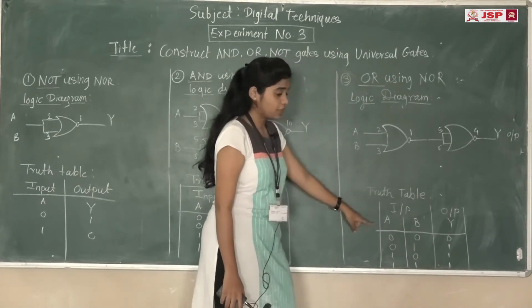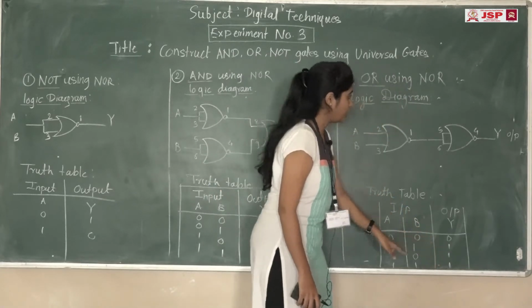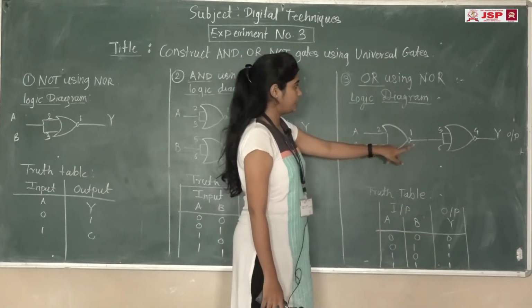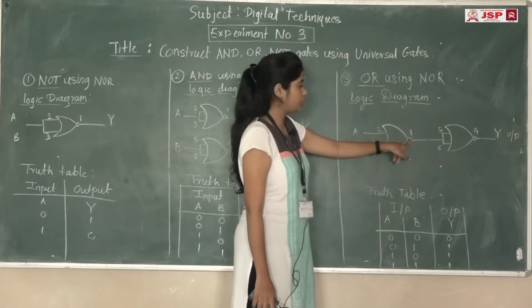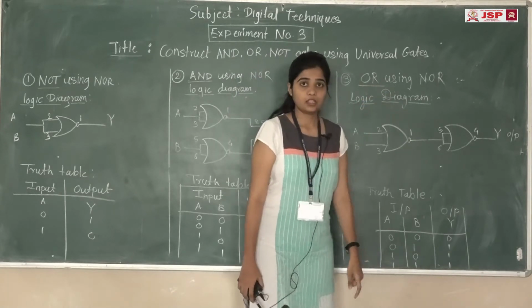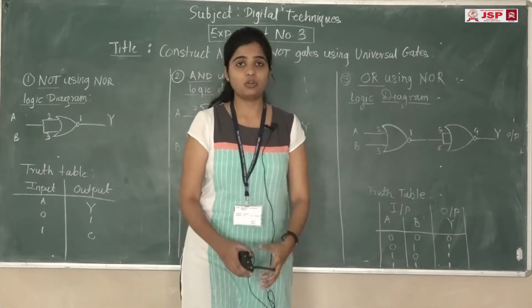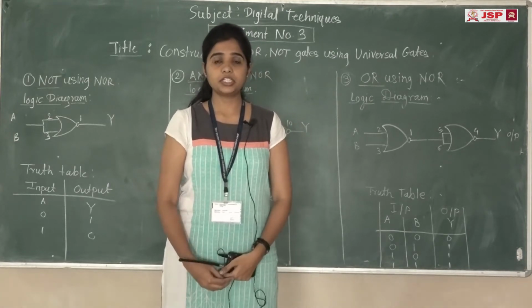That is, when one of the inputs is high, we are getting the output high. So by using 2 NOR gates, we are going to design the OR gate. The practical implementation of all these gates we are going to see on our digital trainer kit.